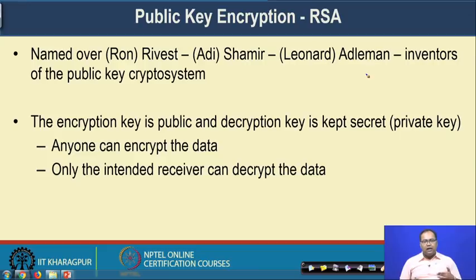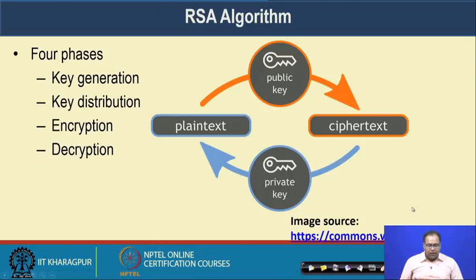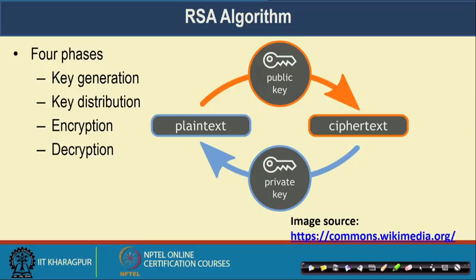In the RSA algorithm, like a normal public key algorithm technique, the encryption key is public and the decryption key is kept secret, which is the private key. So, anyone can encrypt the data with the help of the public key, and only the intended receiver will be able to decrypt the information with the help of his or her private key. This RSA algorithm works in 4 phases: key generation, key distribution, encryption and decryption. As I have mentioned here, the public key is used to generate the ciphertext from the plain text, and the private key is used to generate the plain text from the ciphertext.